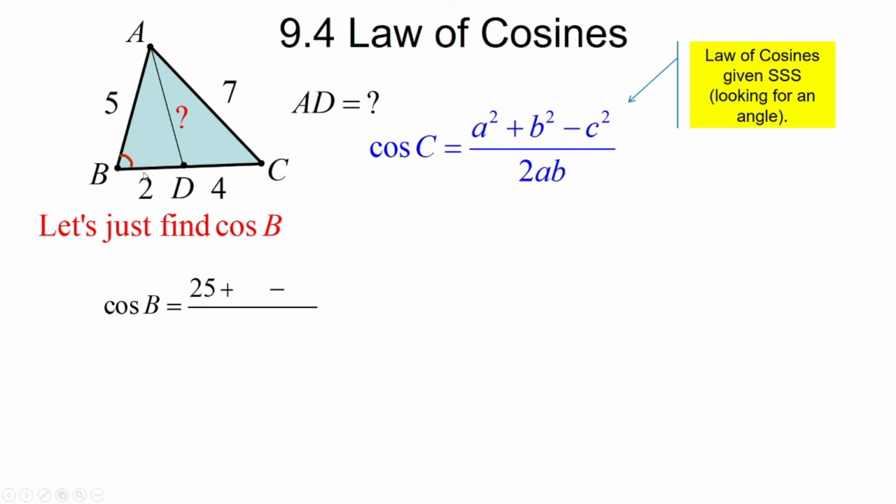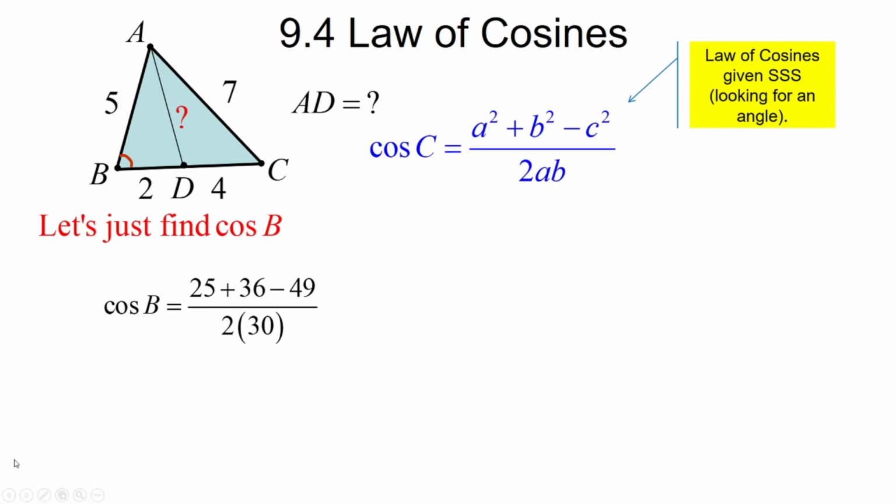And this 6 is adjacent to angle B. Square that, and I've got a 36. And the 7 is opposite angle B, and square that, minus, and I've got a 49, over 2 times A times B, 5 times 6, that's 2 times 30, right there. All right, so angle B, okay.